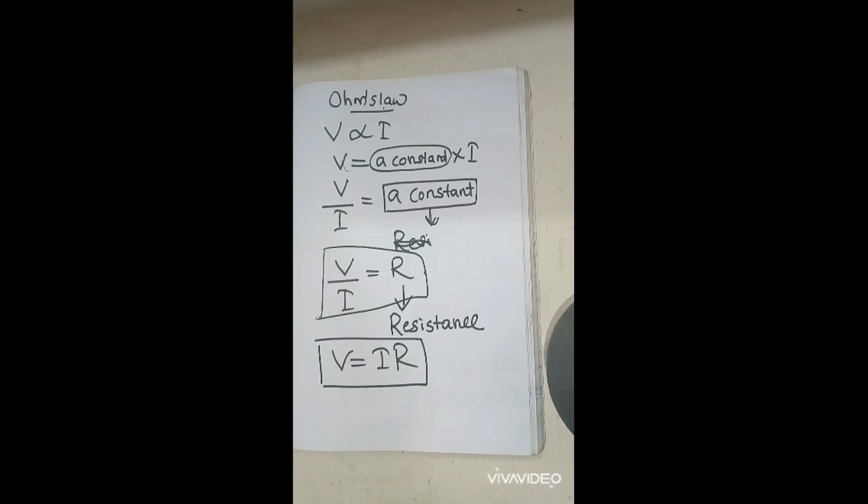What is resistor and rheostat? Resistor is a component having constant resistance and rheostat is a device used to change the resistance in the circuit. Okay, clear? As the current increases, the resistance decreases. Okay, hope you understand that.